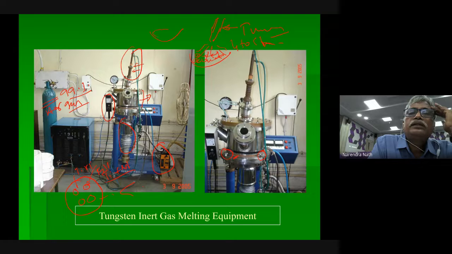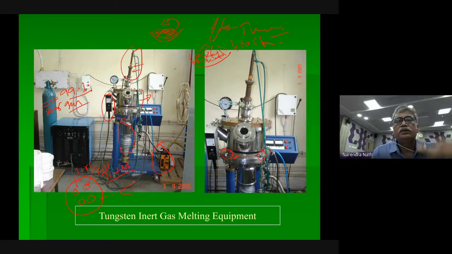There is one button inside this. What we will do, we will turn it up and down, and then again we are remelting. So 3-4 times to ensure that perfect mixing is taking place.